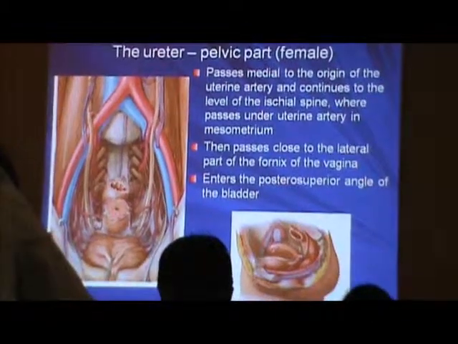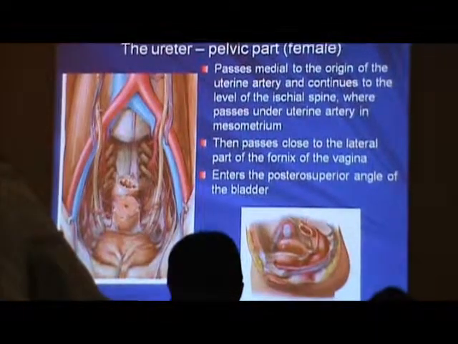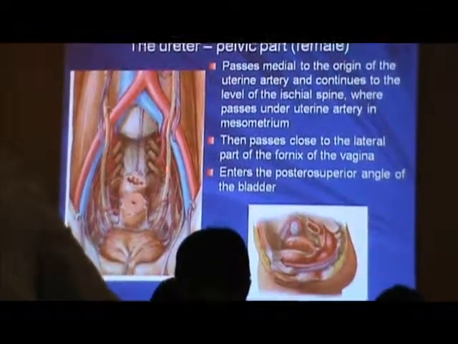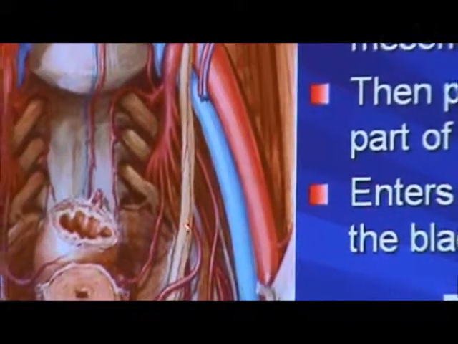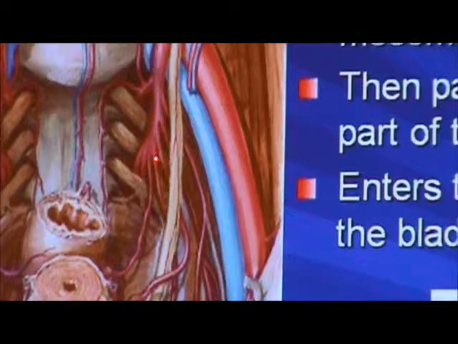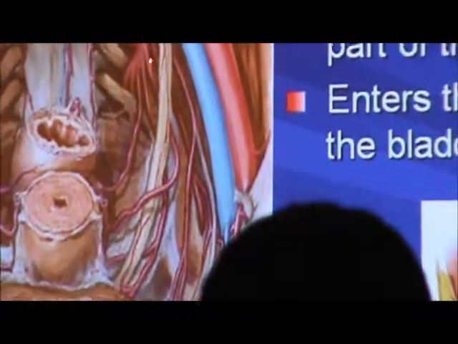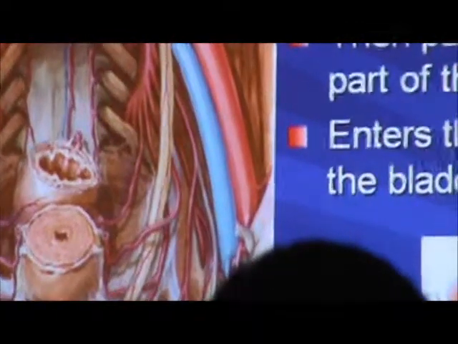In females, the pelvic part of the ureter passes medial to the origin of the uterine artery. Look, this is from the internal iliac artery, which gives off the uterine artery.